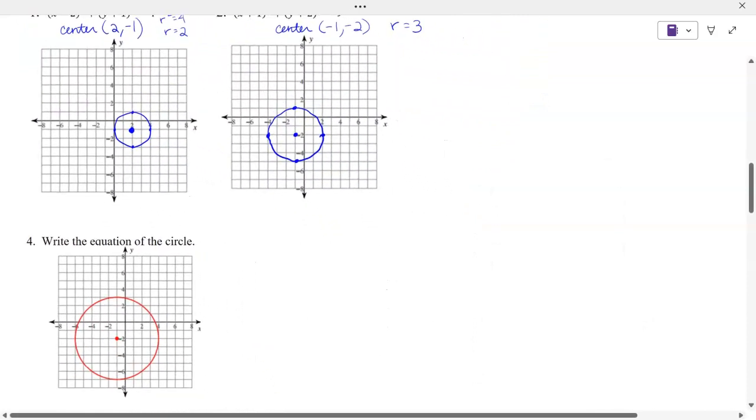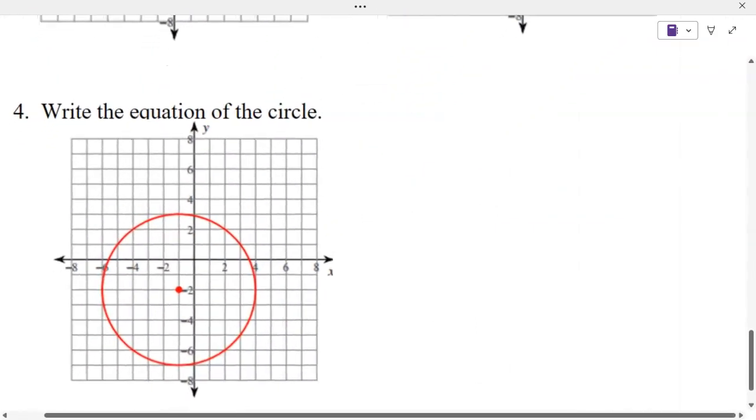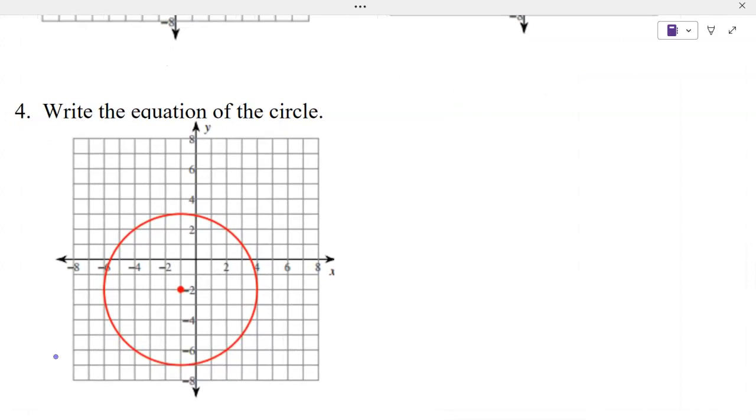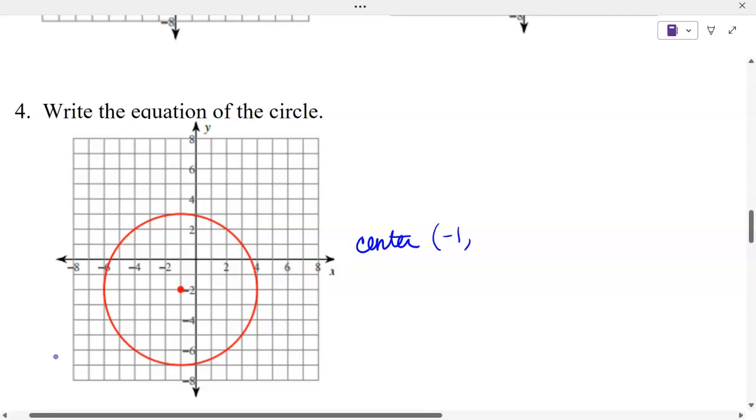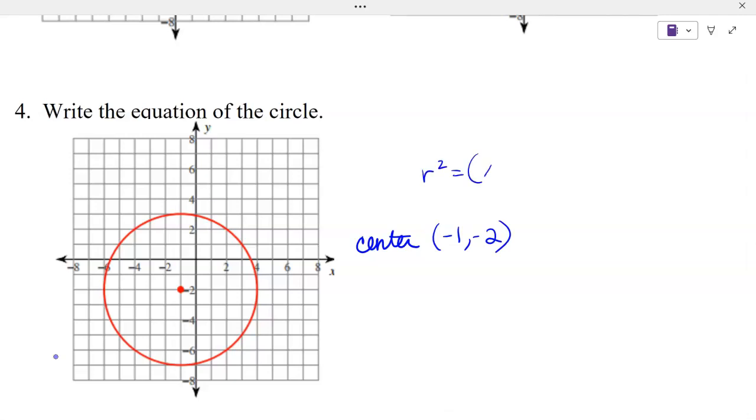Now if we look at this next equation, they want us to write the equation of the circle. So first we need to identify what our center is. And we see the center is at -1, -2. Now remember, our general equation of our circle is r squared equals x minus h squared plus y minus k squared. And here is our value of h and k.